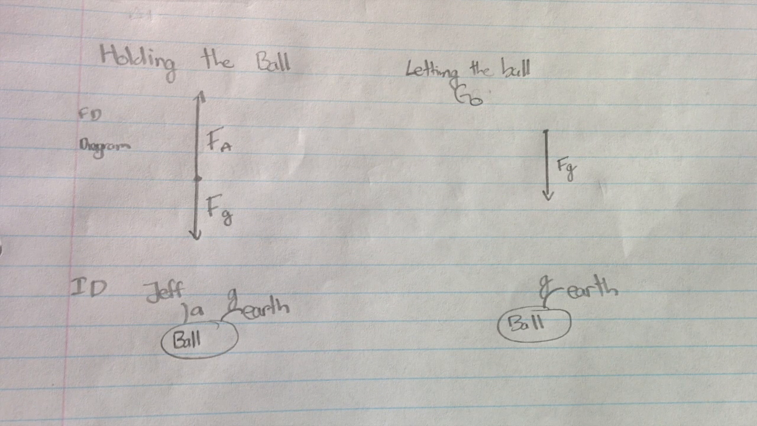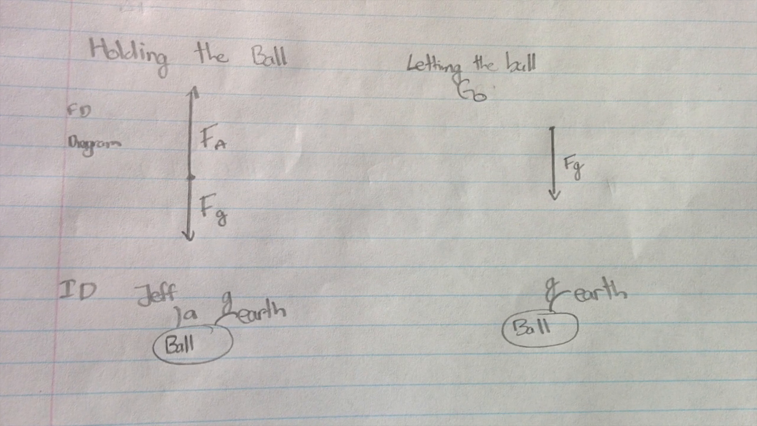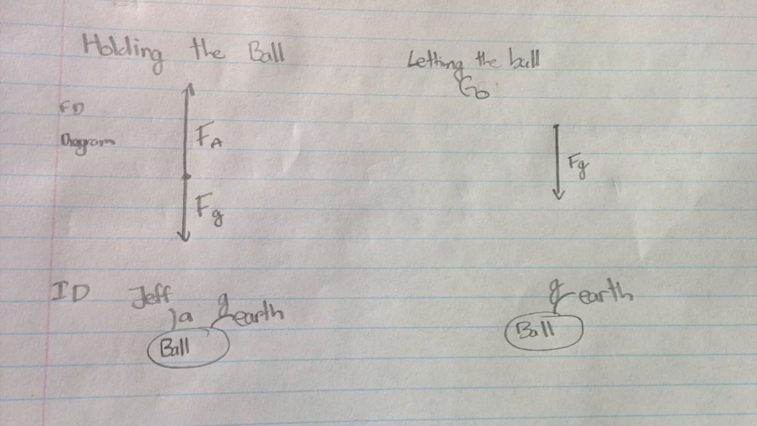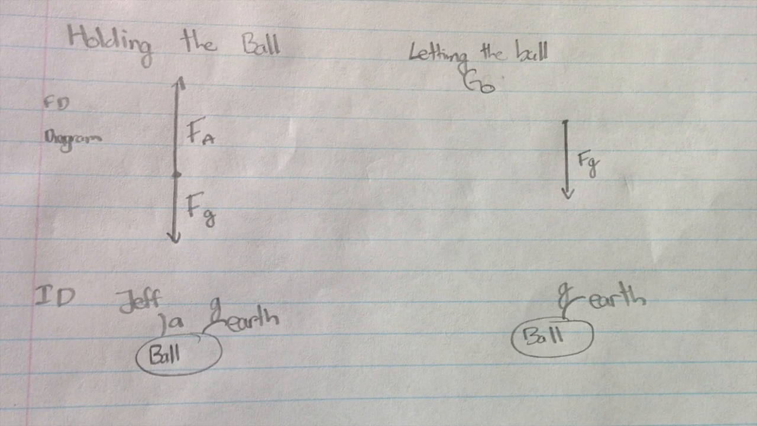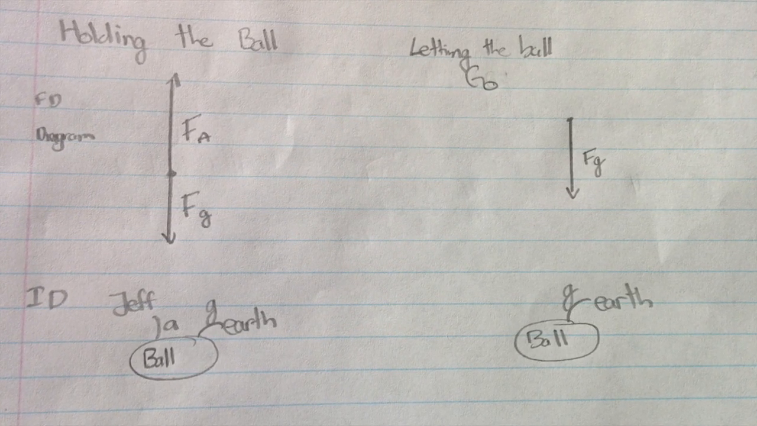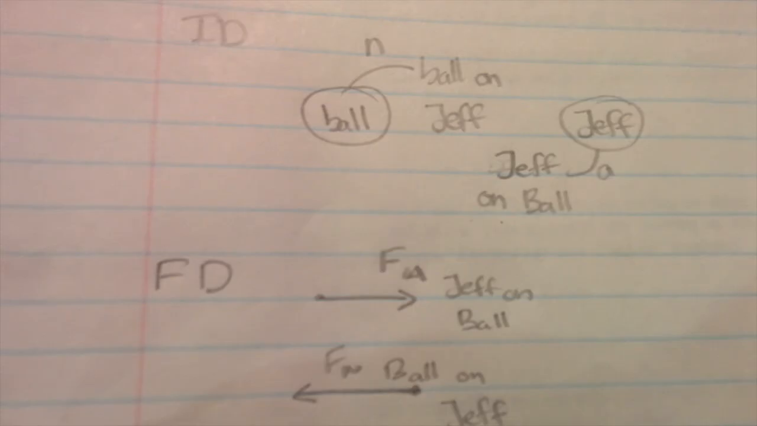As you can see in the force diagram and interaction diagram, when Jeff Green is holding the ball and going up to shoot, there is a force of gravity and its own applied force. The applied force is greater, meaning there's acceleration. And when Jeff Green lets go, the only force that is now being applied to the ball is gravity.